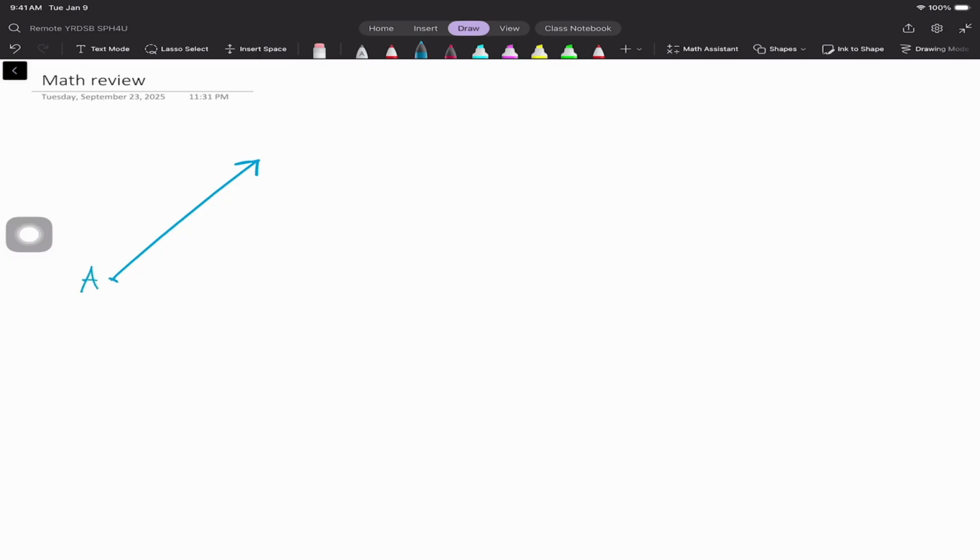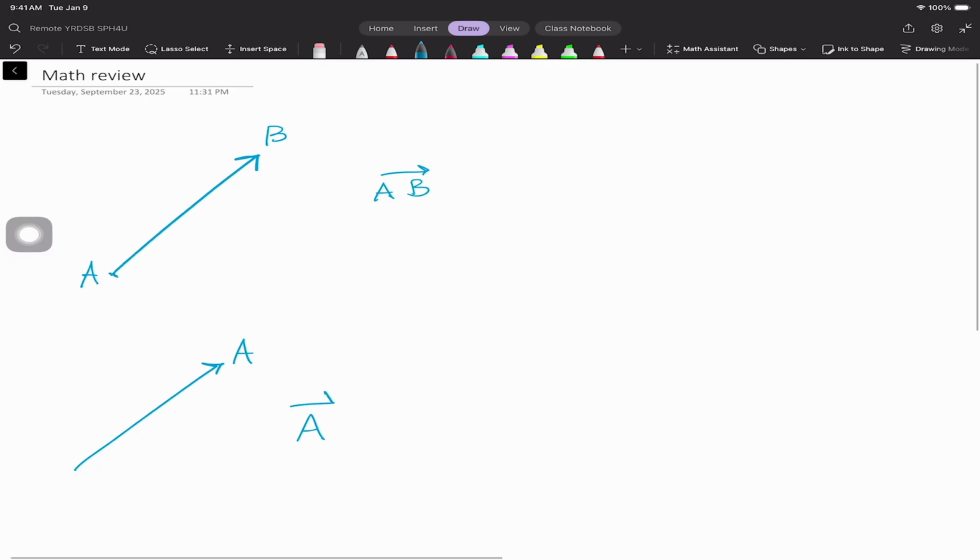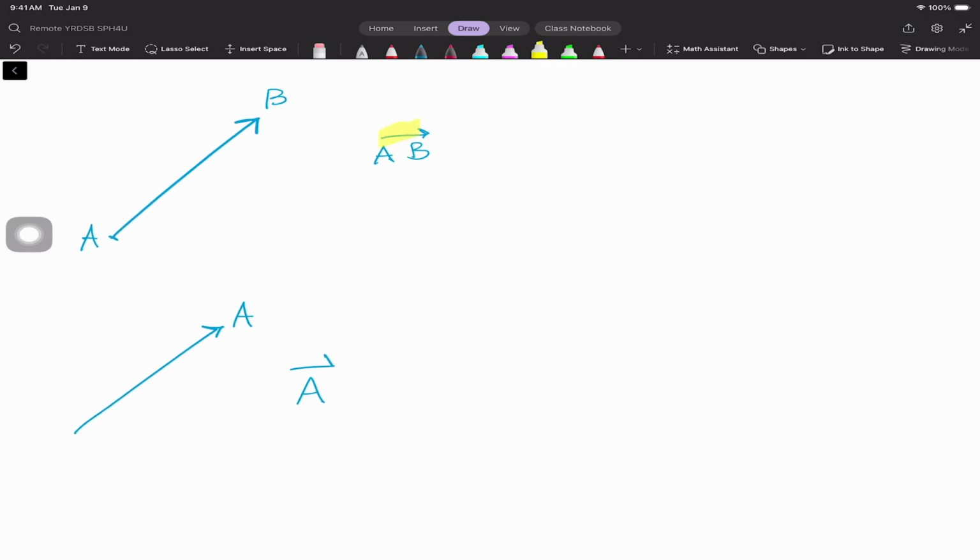We can label it like this: this is vector A to B, or sometimes we can also say it is just like this, so we can call it vector A. You will see that I use the arrow symbol to represent a vector. For a vector, there is a value, or magnitude, and also a direction.